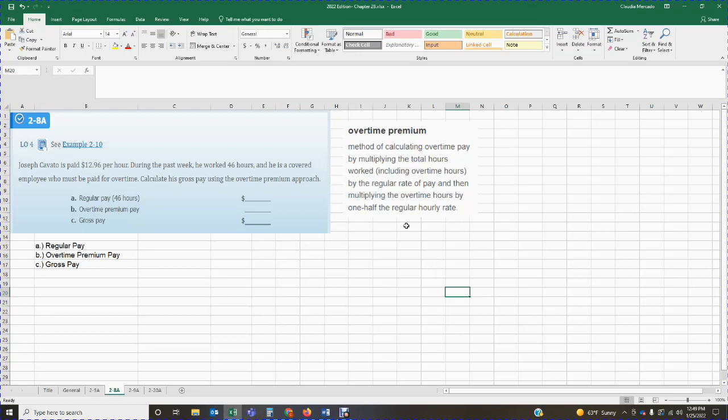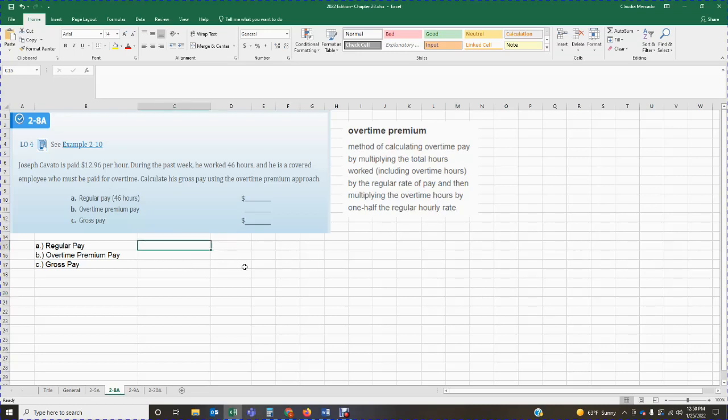Now, what is the overtime premium? I pulled this straight from the book. It's the definition. The overtime premium approach is a method of calculating overtime by multiplying the total hours worked, including overtime hours, by the regular rate of pay, and then multiplying the overtime hours by half the regular hourly rate. So it's just a different way of calculating regular pay as well as overtime.